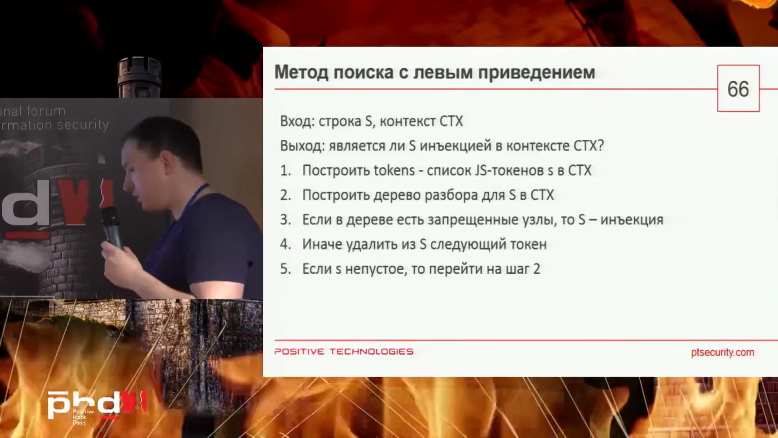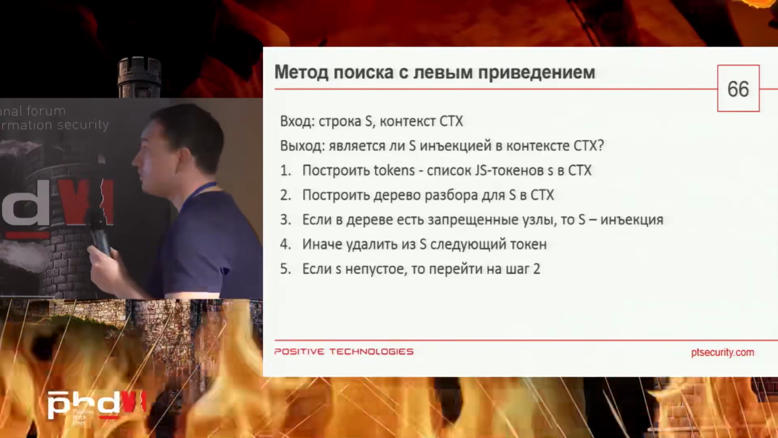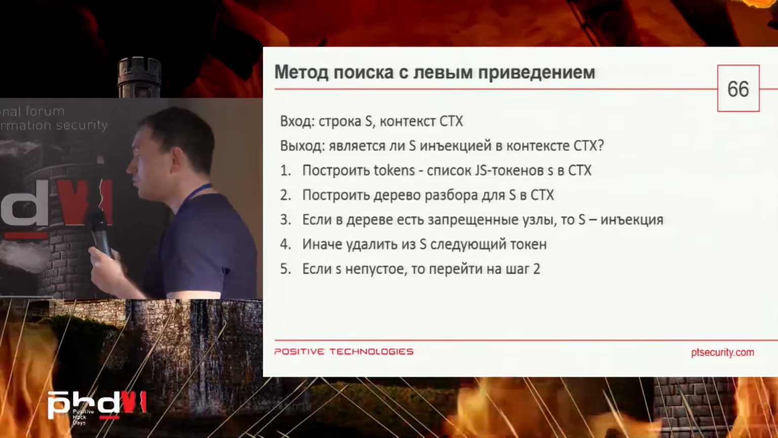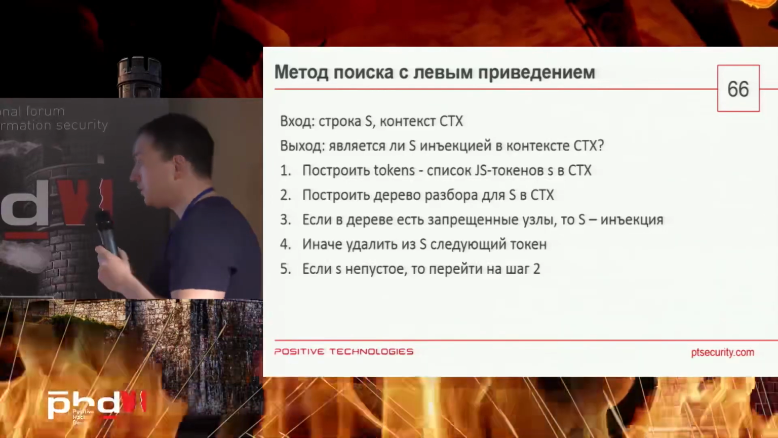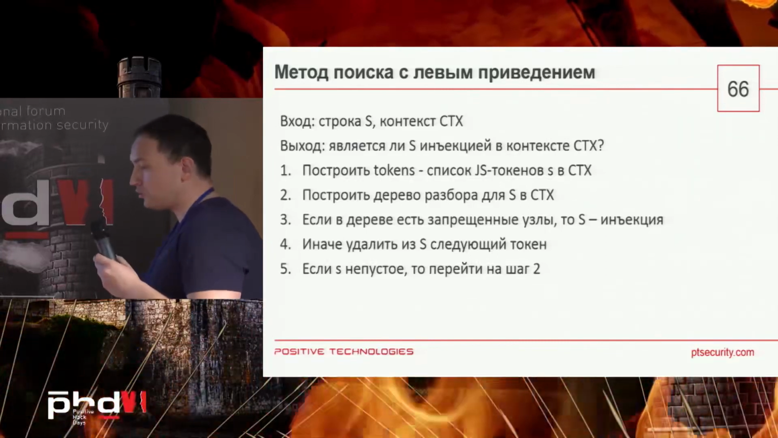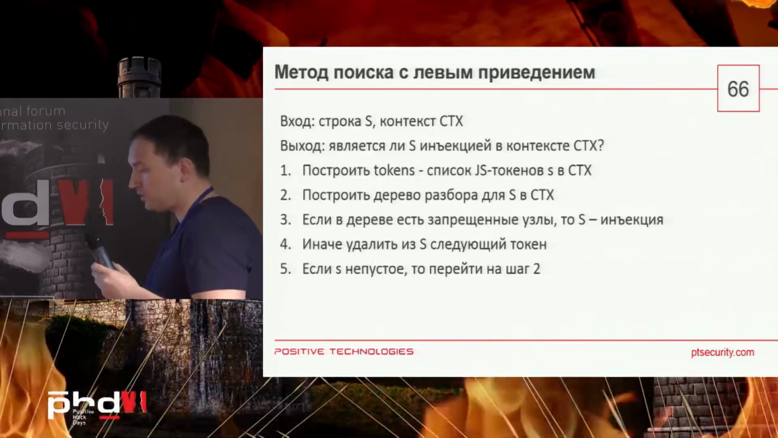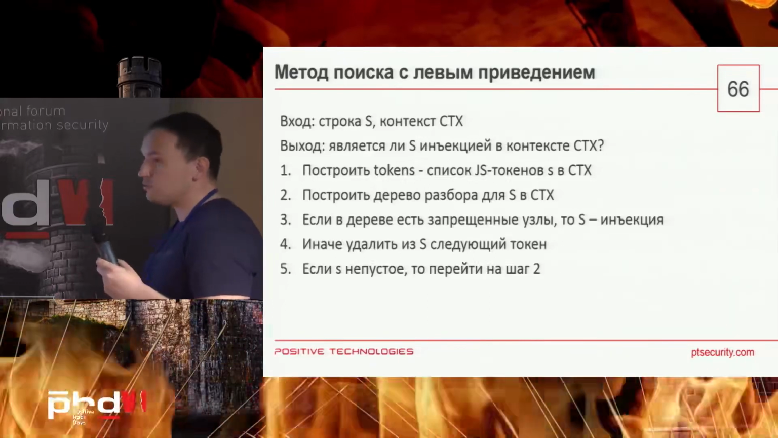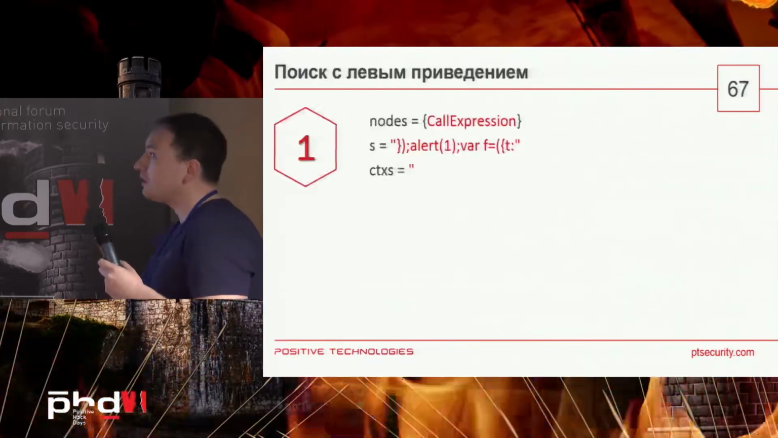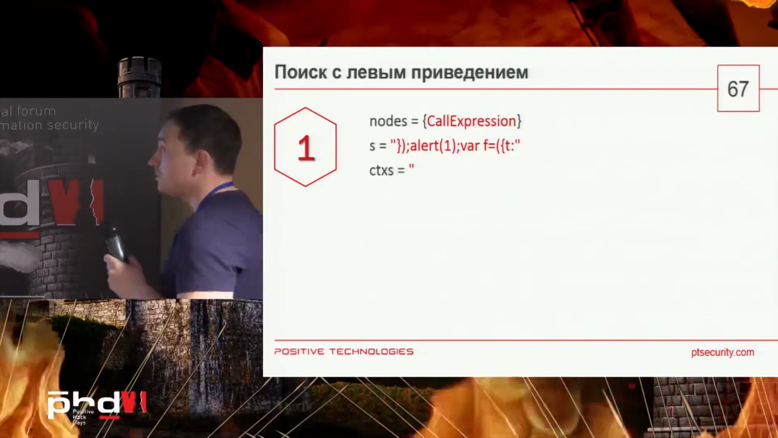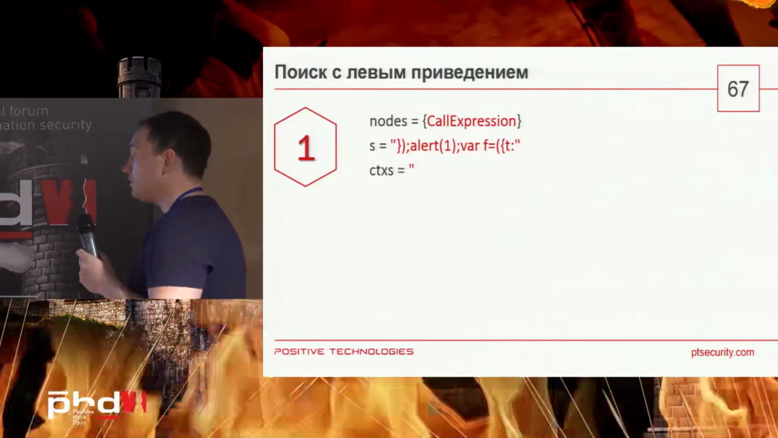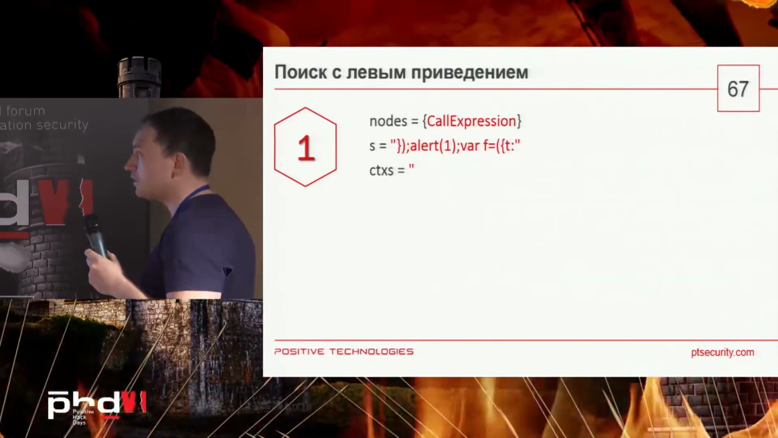We have the line S and the context CTX. Let's assume that the context has been computed by us and we know where it gets inserted. So what do we do? We build all tokens using lexical analysis. We build the parse tree. And if in this parse tree there are bad tokens, then it's an injection. If not, then we delete the token on the left and do the parsing. What do we get thus? The banned nodes have been determined and the string has been determined.